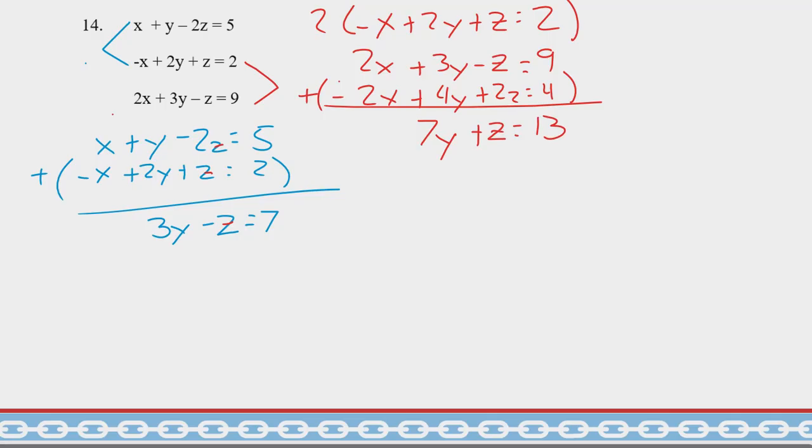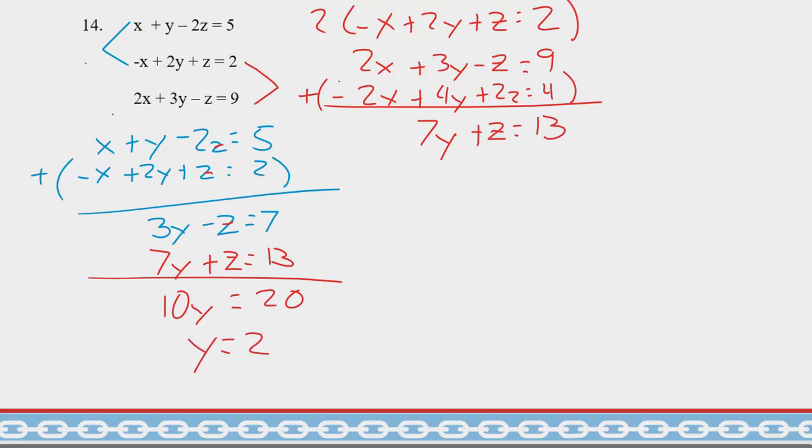So I have these two equations now to work off of. I have not made any progress towards finding, well, I've made progress. I have not found an x, a y, or a z yet. Okay, but now I have these two equations, and if I add them, I get 10y, negative z plus a z equals 0z, so 10y would equal 20, so y would equal 2, right?